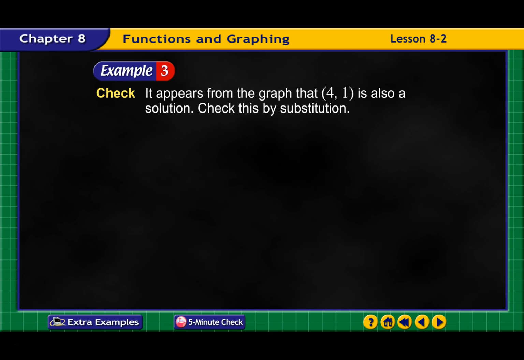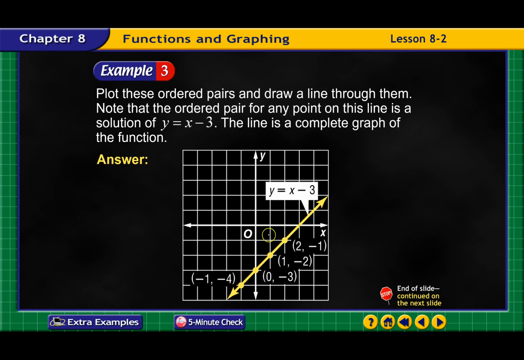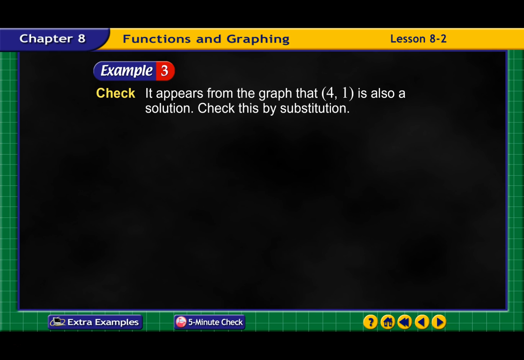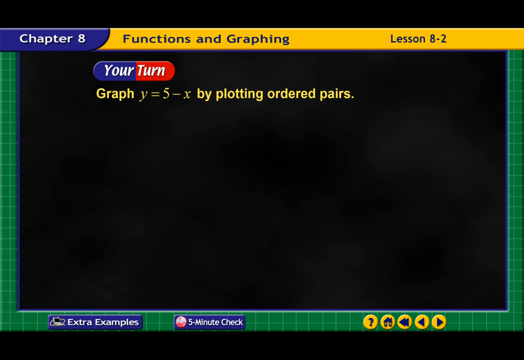So it appears that the point 4, 1 is also a solution. Let's check that one by substitution. So 1, 2, 3, 4, 1 appears to be a solution. Let's just check that by using substitution. We take the equation that we had and substitute in 4 and 1 for x and y, and it comes out to 1 equals 1. This is a solution.